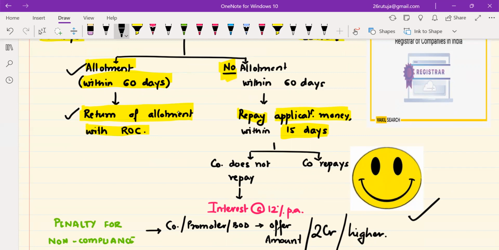But if the company does not repay the money within 15 days, it is going to attract an interest at the rate of 12% per annum. So if the company fails to repay the application money within 15 days, the company will have to pay an interest of 12% per annum on that money. So this is what is being explained under subsection 6 of section number 42.